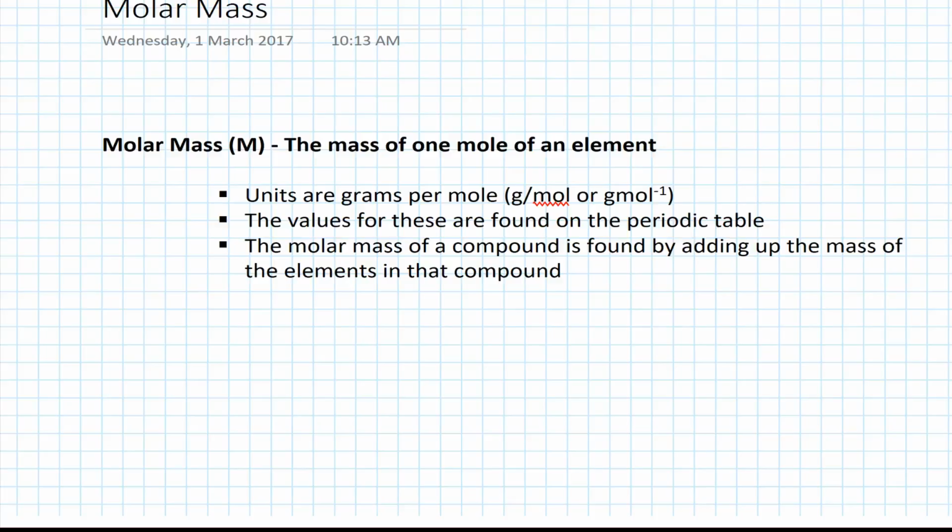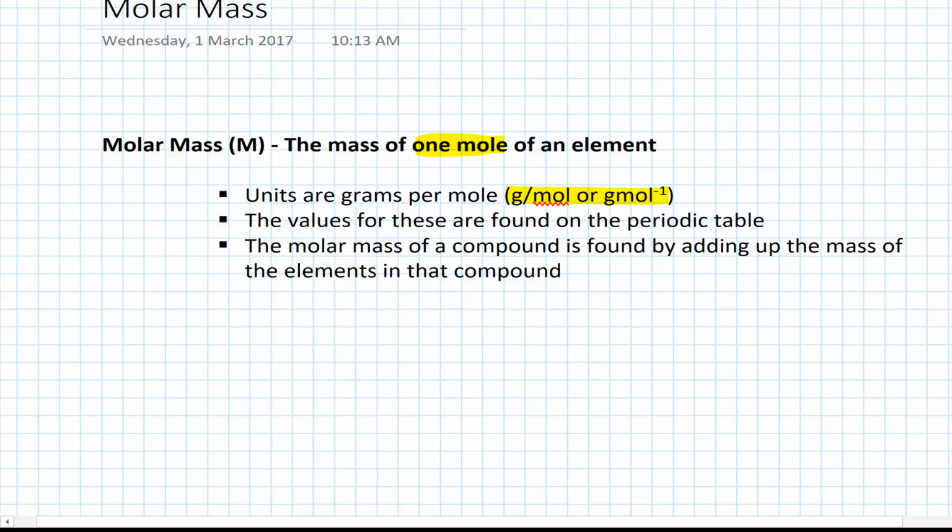Now, the weight of one atom is really, really small. But the weight of one mole of atoms is in terms that we're more familiar with, all right? It's in grams for most things. So we say that the molar mass is the mass of one mole of an element. And our units for these are grams per mole, or g mol^-1. These are interchangeable. And we can find these values on a periodic table.